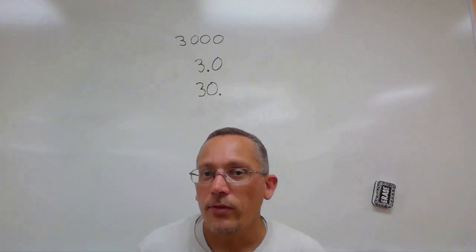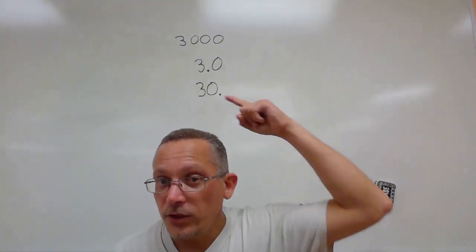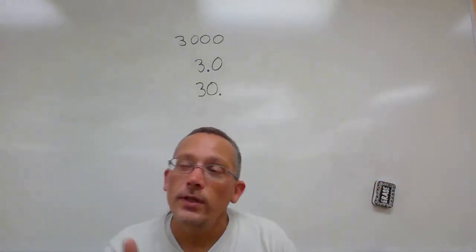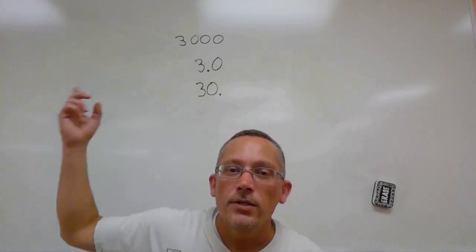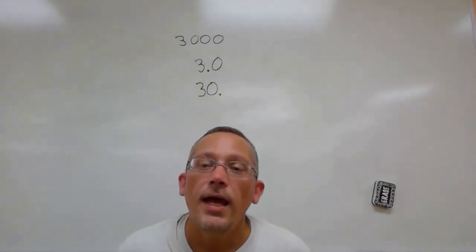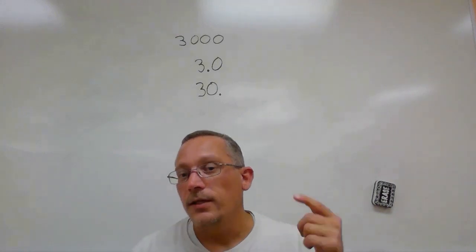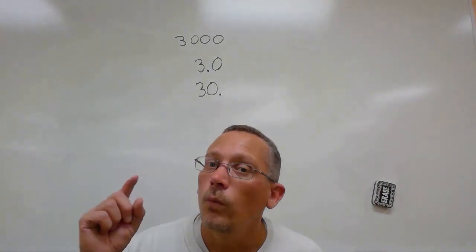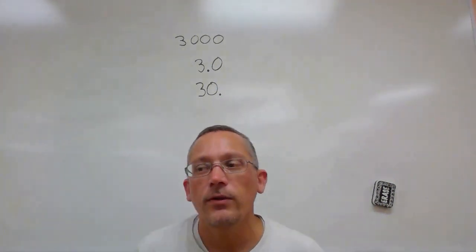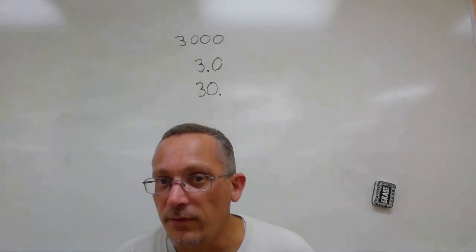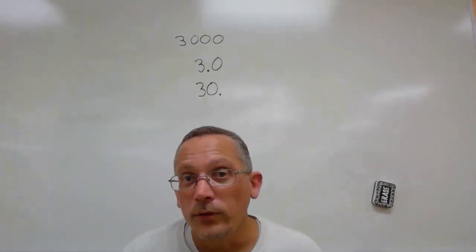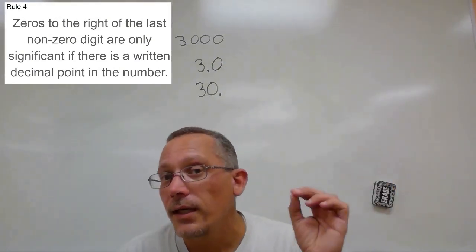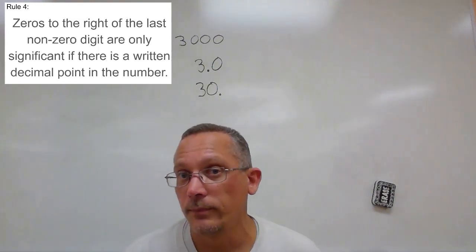What about this third one right here, 30, with the decimal point? You see, I chose to write a decimal point there. You might say that number doesn't need a decimal point, but what it's doing is it's making the 0 significant. So I can see that number 30 point, and I know it has 2 significant figures. That 0 is significant. Whereas if I had written it without the decimal point, it would only have 1 significant digit. It would be like the first one up there, 3,000, and the 0 would not be significant. So the fourth rule for significant digits is that these trailing zeros are only significant if you see a decimal point in the number.